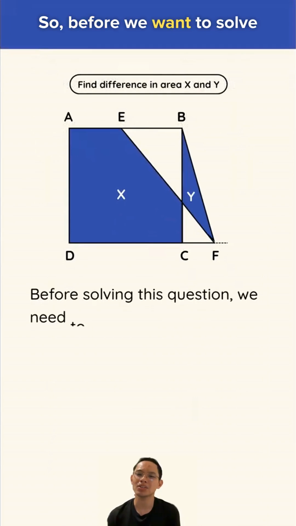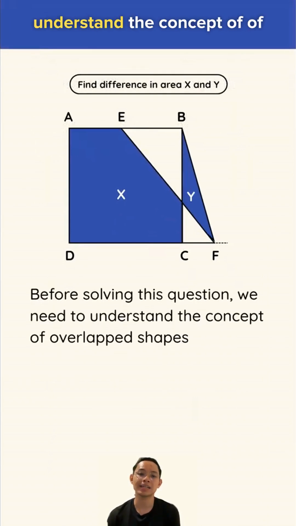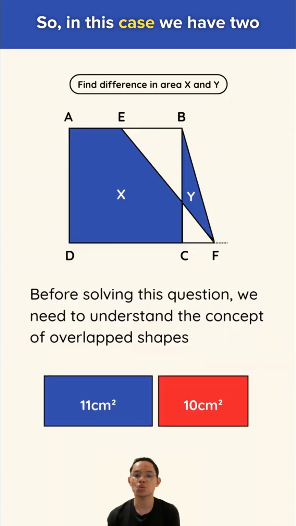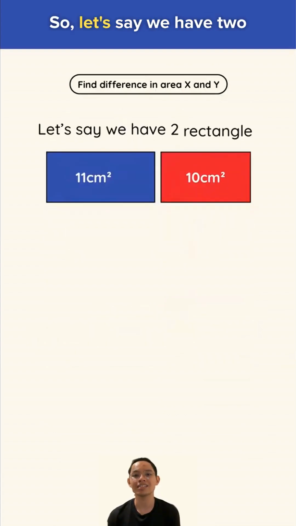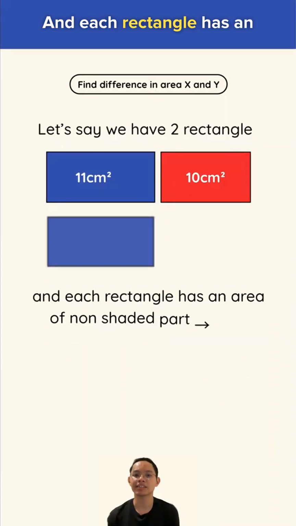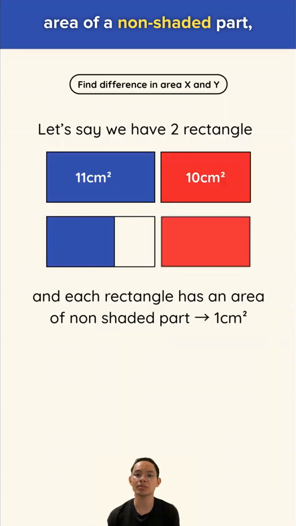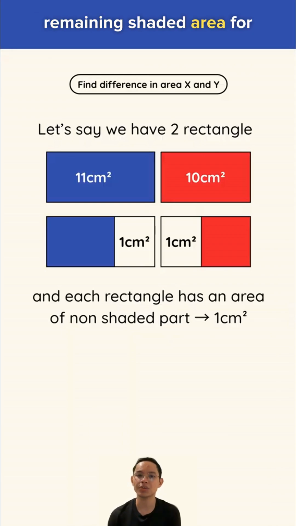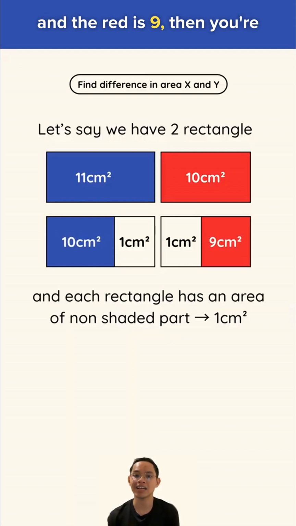Before we solve this question, we need to understand the concept of overlapped shapes. In this case, we have two rectangles, 11 and 10 centimeters square. Each rectangle has a non-shaded part with an area of 1 centimeter square each. Can you guess the remaining shaded area for these two rectangles? If you say the blue is 10 and the red is 9, then you're right.